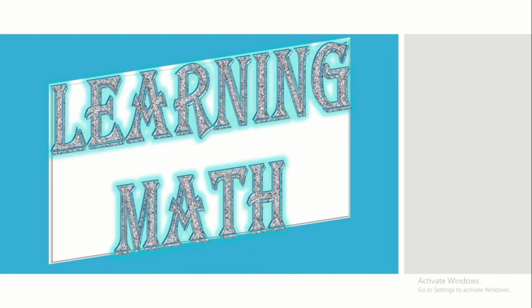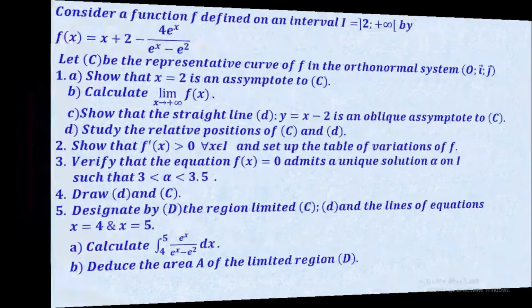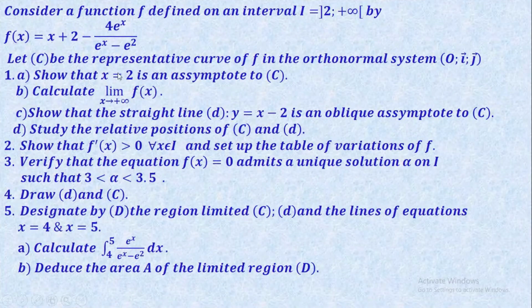In this video, we're going to solve an extra problem in exponential functions for grade 12. Let's start together. Here we have the function f of x equals x plus 2 minus 4 exponential x over exponential x minus e squared, defined on the interval I, which is 2 open, plus infinity. Let C be the representative curve of this function in the orthonormal system OIJ.